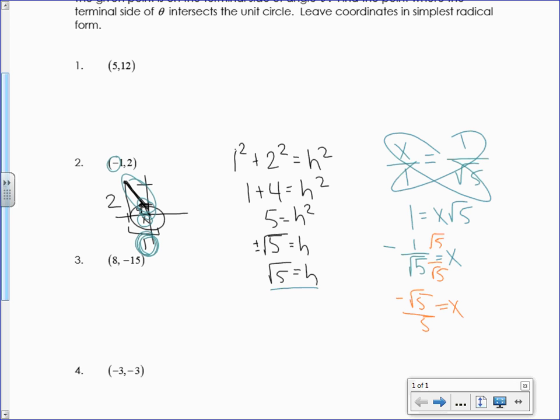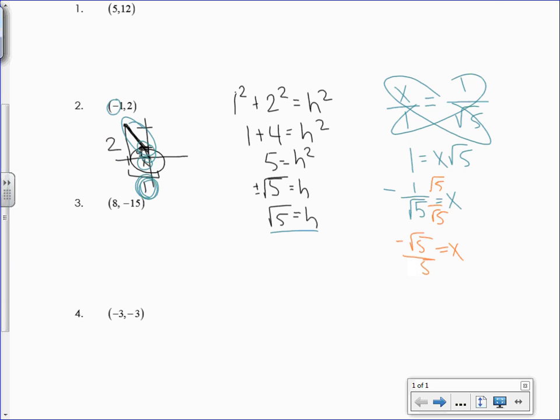Then I'm going to do the same thing. I'm going to set up a proportion for y. I know that I want y, and in my big triangle, y is 2. We always end up using the hypotenuse, so 1 over the square root of 5. Cross multiply. Divide.